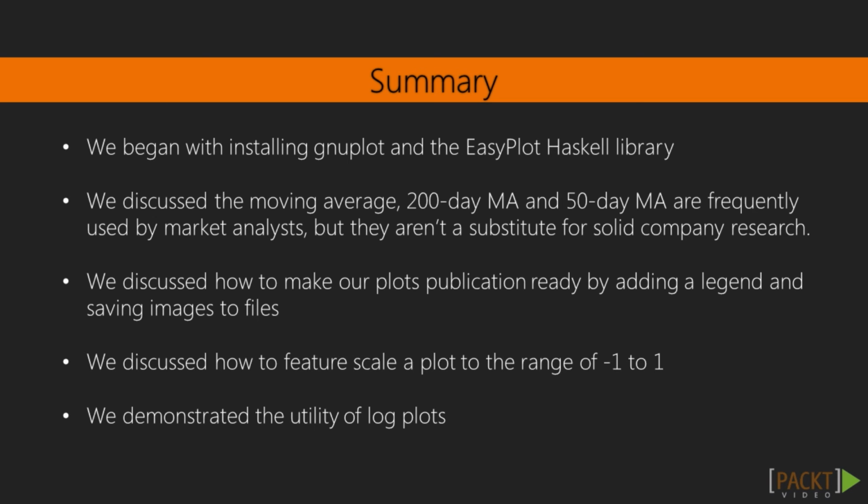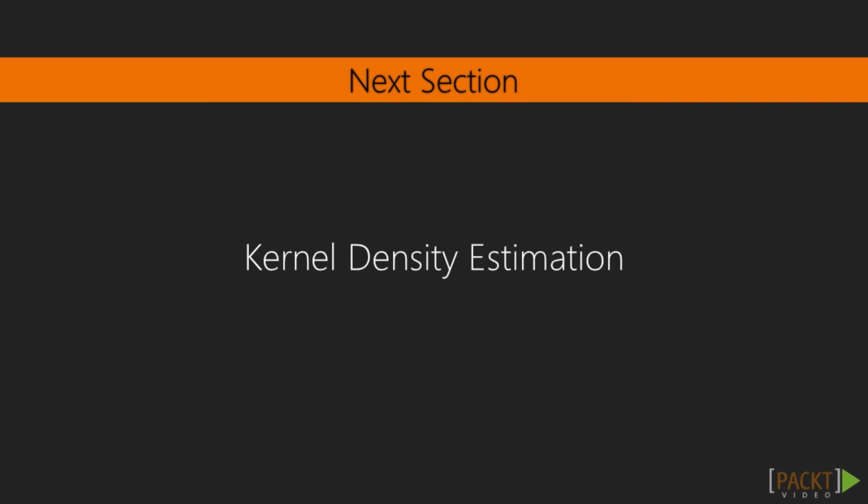And we discussed how to feature scale our plot so that it's on the range of -1 to 1. Feature scaling always retains the shape of the data. Finally, we demonstrated the utility of taking the log of data. That allows us to compress higher values while retaining the general shape of lower values. Now this does change the overall shape of a plot. In our next video, we are going to be discussing the normal distribution.